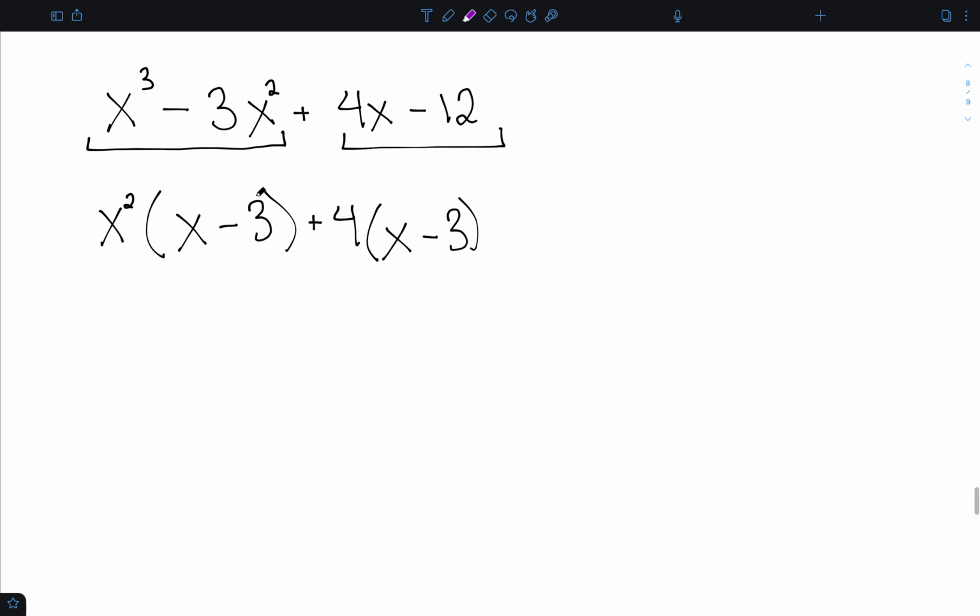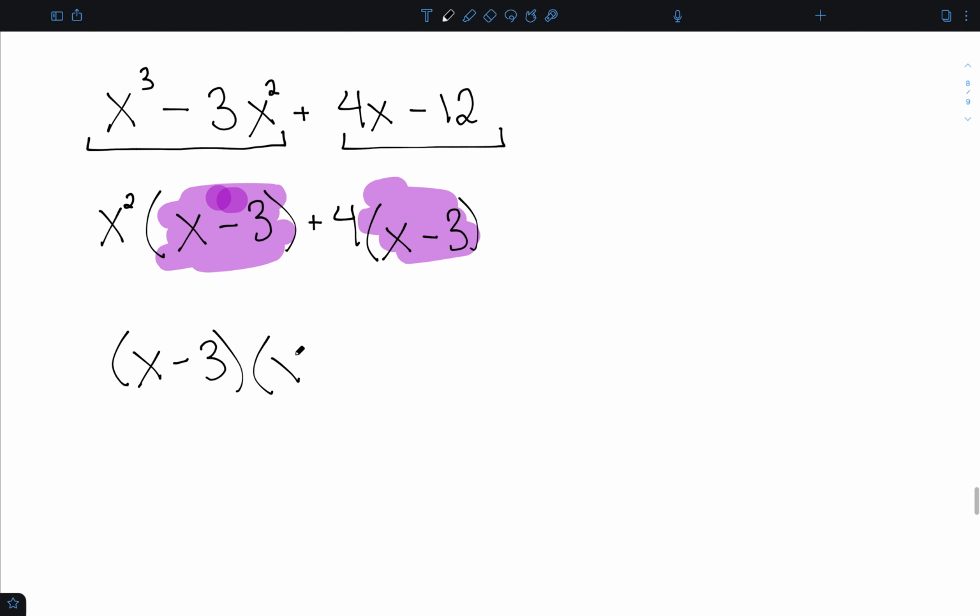From here, we can see that they each have this x minus 3 piece. So I can pull that out front and have x minus 3 times x squared plus 4.